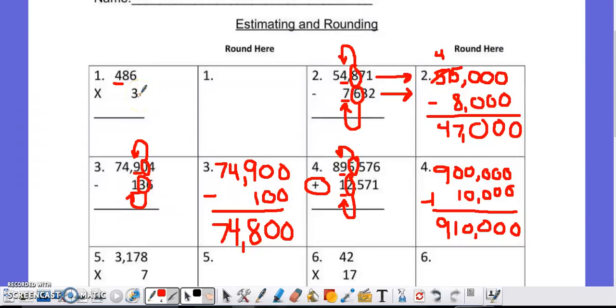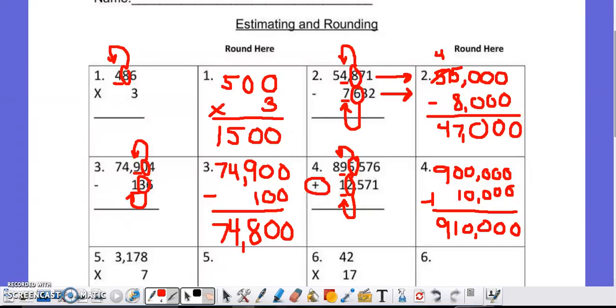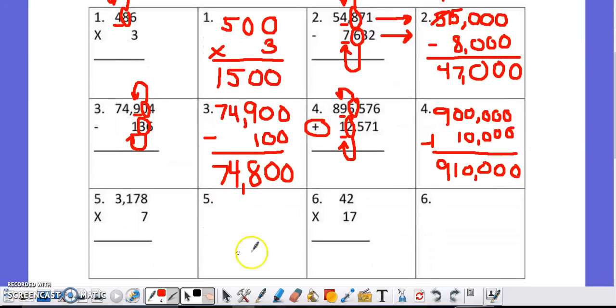And anytime you get a multi-digit number, you go to the highest place value, underline it, circle the number to the right, sing the chant: 5 or above, give this 4 a shove to a 5, and anything circled and to the right becomes a 0. You'll be all right. Plug 500 times 3 into a calculator, and you will get 1,500.